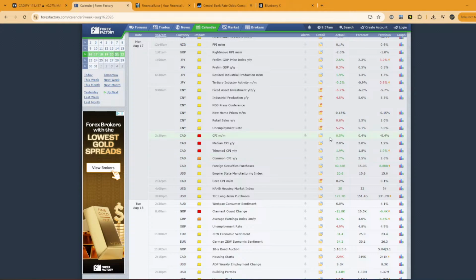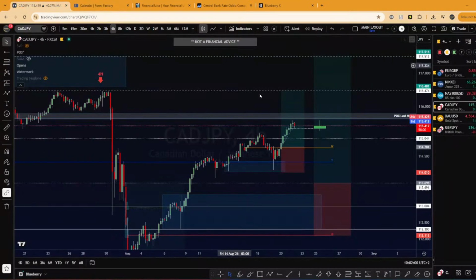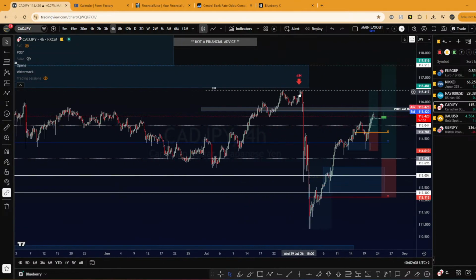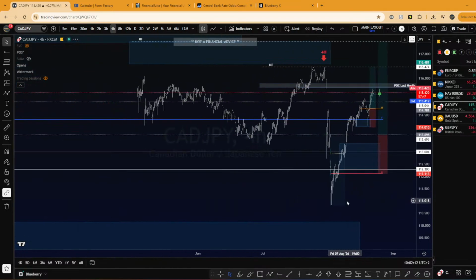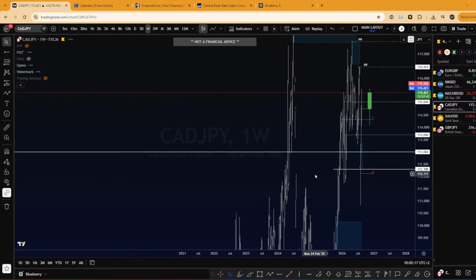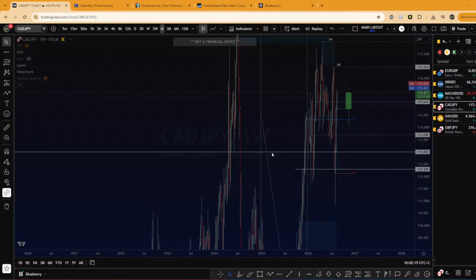So CPI month on month was also more than expected. So that gave a little bit of strength at the beginning of the week. That's why I was looking to buy. And plus the fact that the yen is very weak, because we already have this intervention. We dropped to the lower price, the premium price. I think on the higher time frame we retest the support zone.